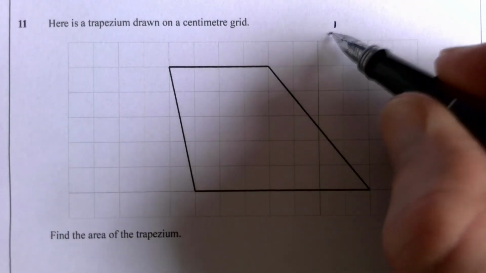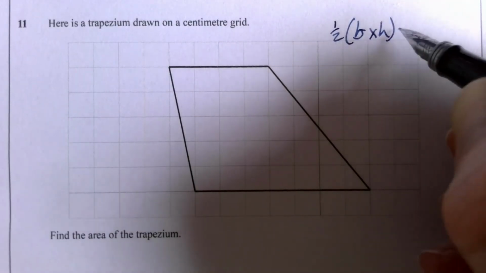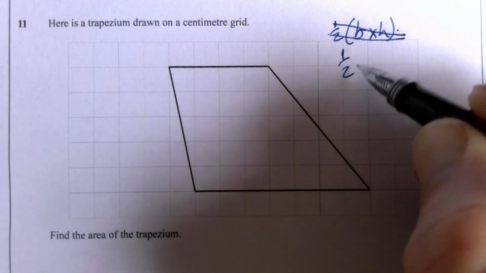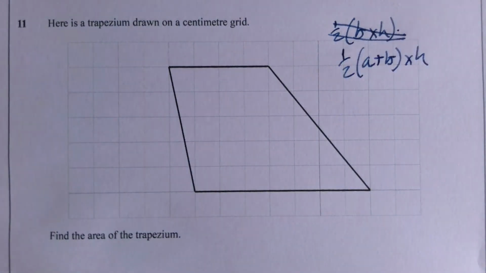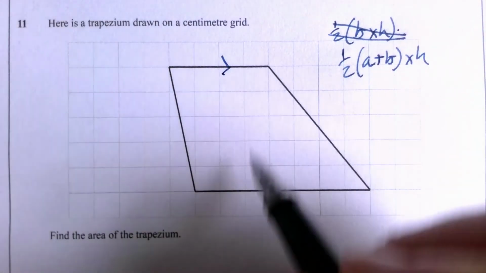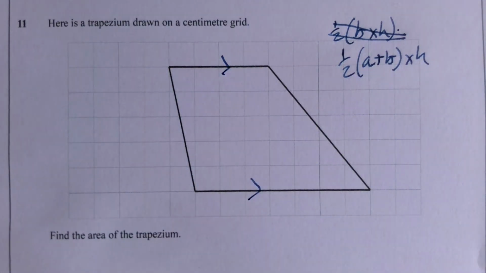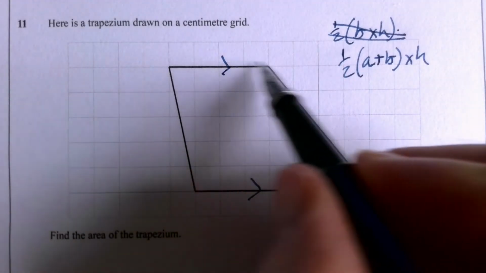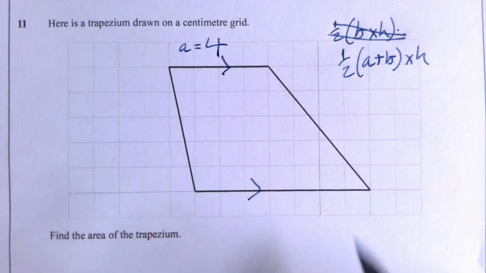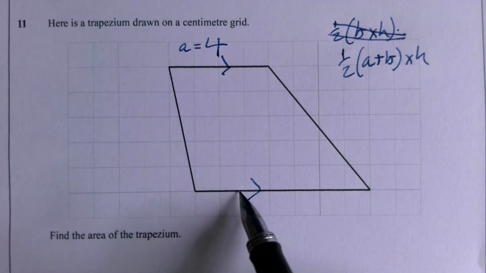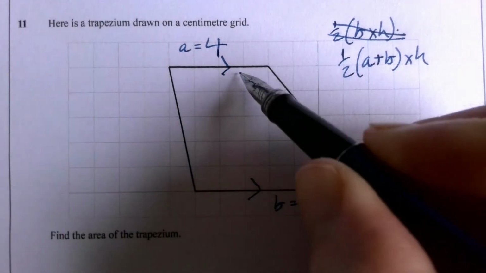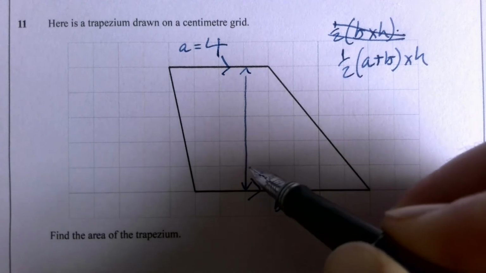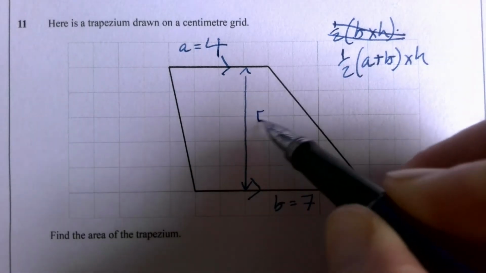So remember, we still want to use a half base times height, a half A plus B, isn't it, times the height. So I want you to, if you haven't done it already, identify the A and the B, the parallel sides. How long are they? And then the height. So A is going to be 1, 2, 3, 4. B is 1, 2, 3, 4, 5, 6, 7. And the height, H, is going to be 1, 2, 3, 4, 5.